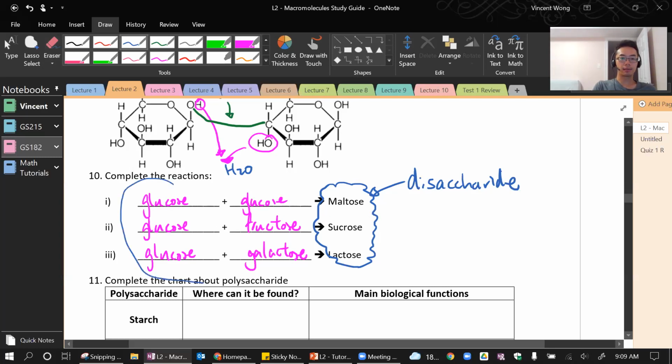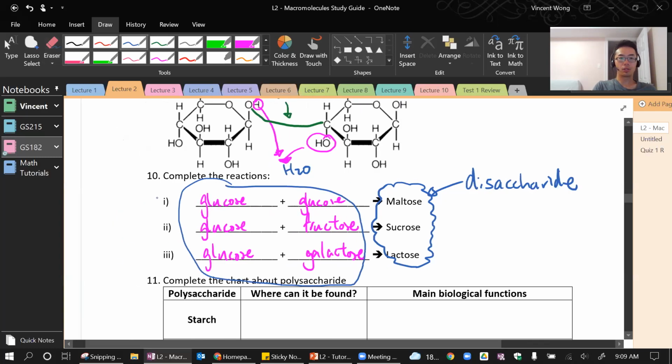And these things here are called monosaccharides. If you take the monosaccharides and put them together, you get the disaccharides. And then if you keep on adding more and more sugar, you get a polysaccharide.